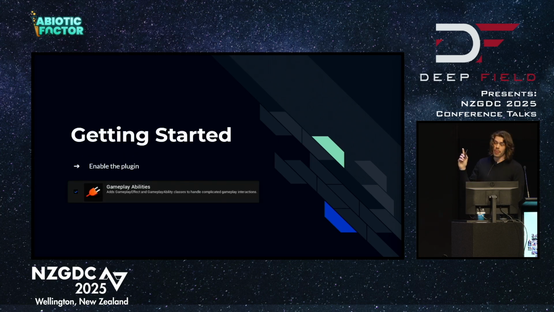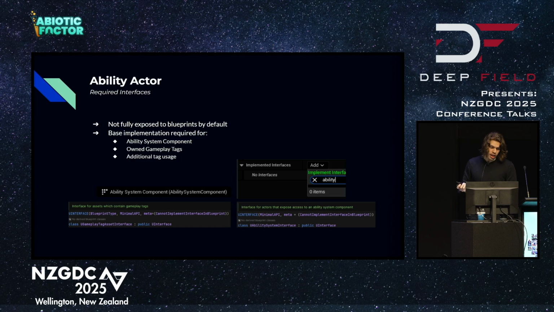So getting started, it is a plugin you have to enable. Gameplay tags are default, but the ability system is not, so you enable that in the engine. Right off the bat, the ability actor essentially requires the component, but it's not fully composite, so you do need to implement interfaces. These interfaces are not blueprint exposed, so you have to implement them at the C++ level, which is a limitation.